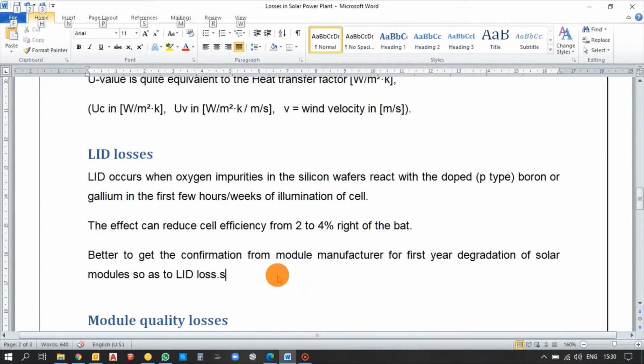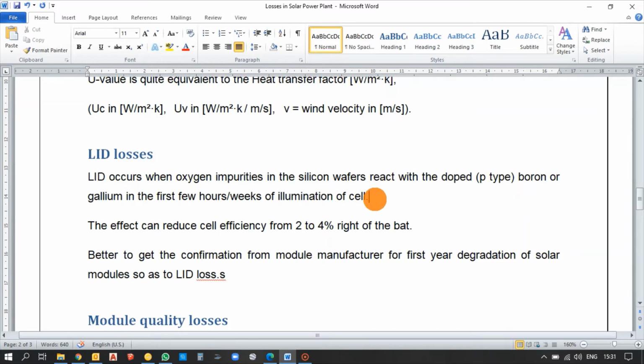And next is the LID losses. LID is nothing but light induced degradation. When a new module is placed and exposed to sunlight, it goes through higher losses in percentage. It may be around 2% or 3%, depending upon the module manufacturer. This is because oxygen impurities in the silicon wafer react with the doped p-type boron or gallium in the first few hours of illumination of the cell.